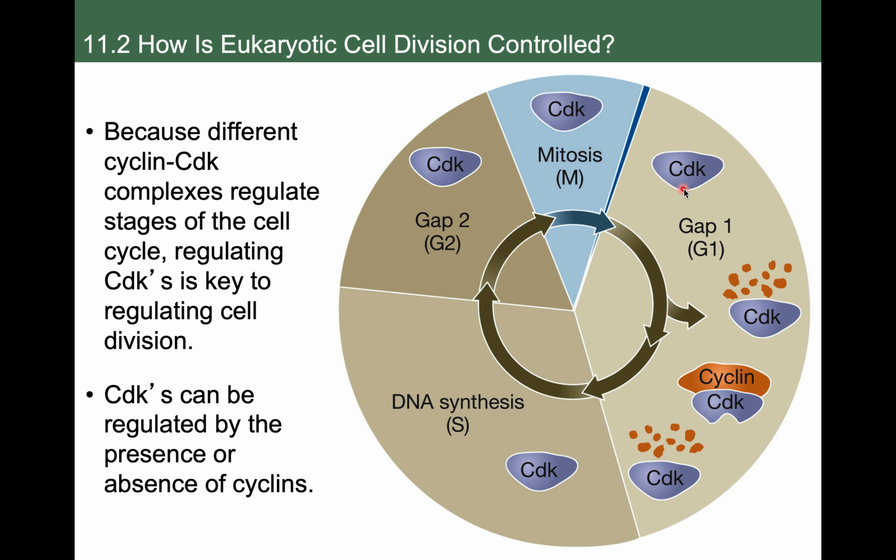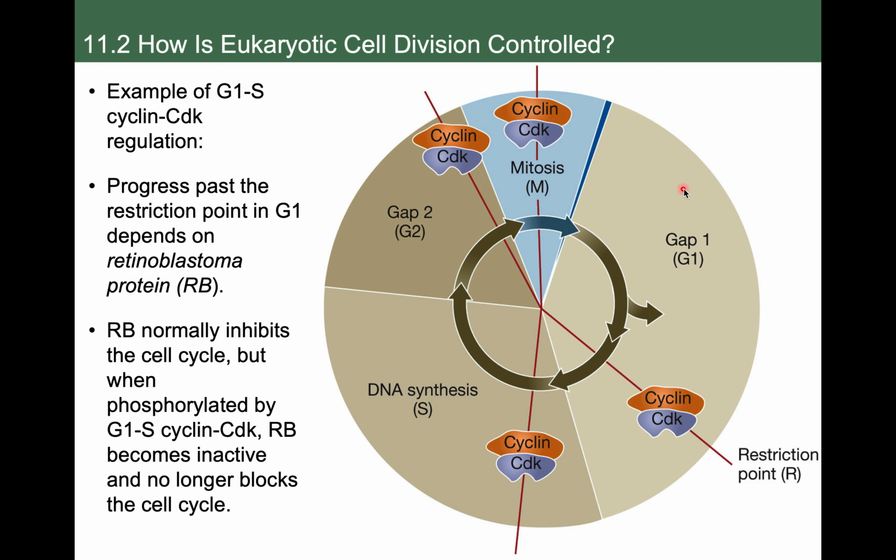And the last point I wanted to make here is you might think, well, okay, we've got these checkpoints, but if cyclin CDK is just always present, right, which is what it looks like here, then the cell is just going to always go past all these checkpoints, right? But that's not the case.